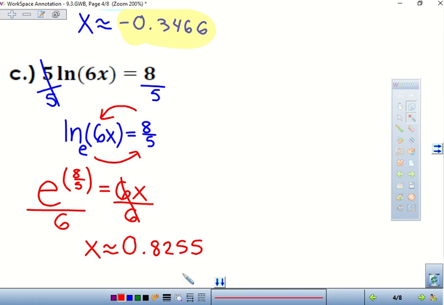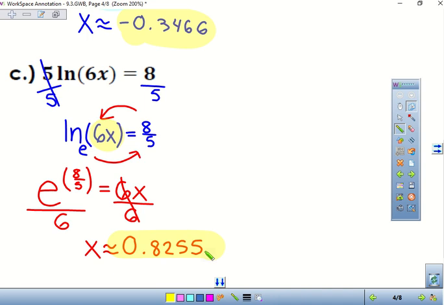Okay? So what that means is, if you wanted to check your work here, you could do ln of 6 times whatever this amount is. So you could do ln of 6 times 0.8255, and you should get about 8/5. Alright, so you can also check your work the other way around too.